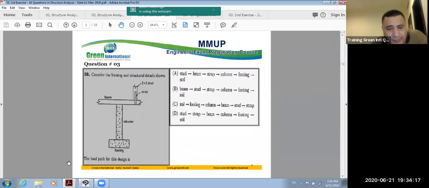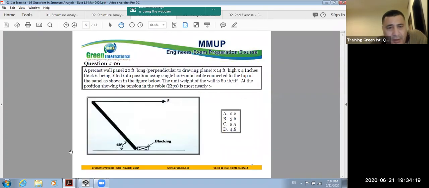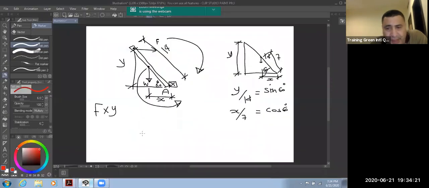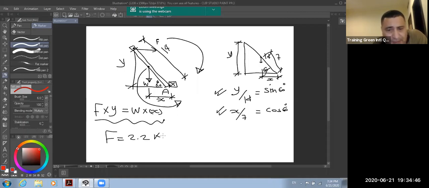So here again, you can calculate the y, you can calculate the x, and the W is the calculated volume of the panel multiplied by the unit weight. So the equation is: F multiply y equals W multiply x. Finish. From this equation, F is equal to 2.2 kips.